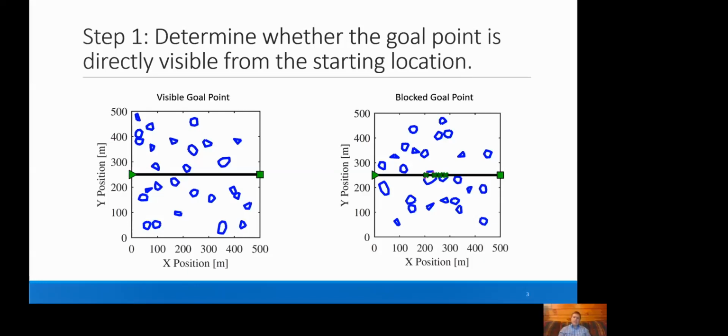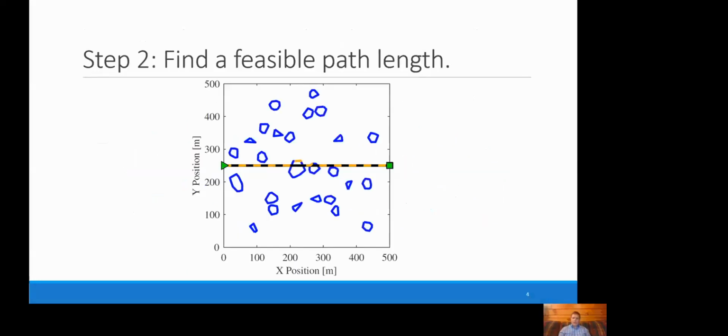In step 2, we need to find a feasible path length. This could be any path between the start and the goal that goes around the obstacles. And so whatever the fastest way for you to find this path is, that should be the method that you use.